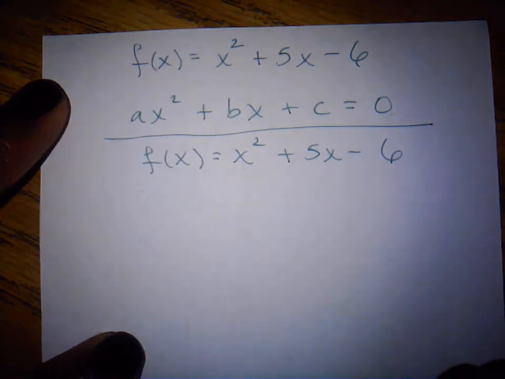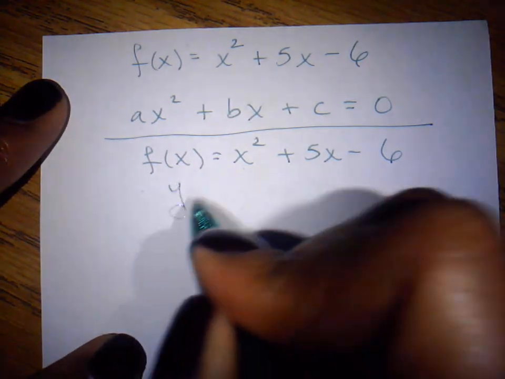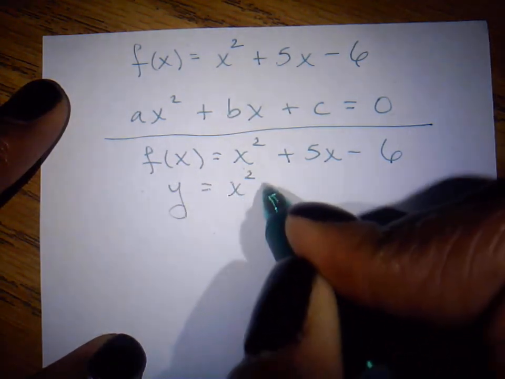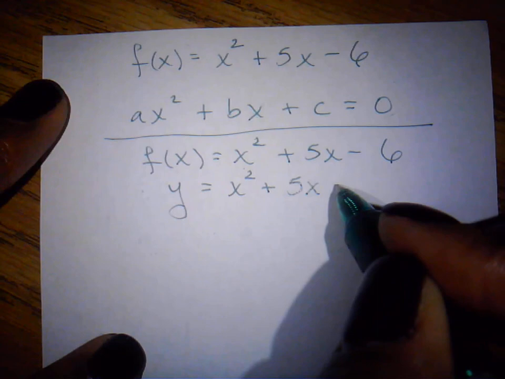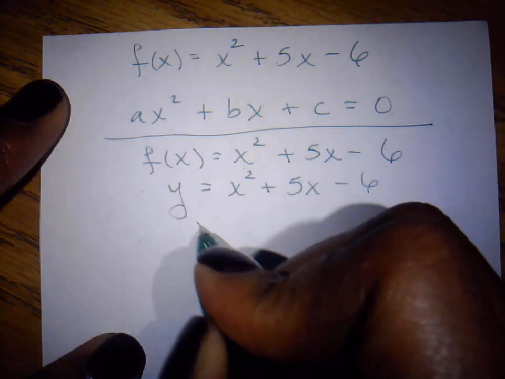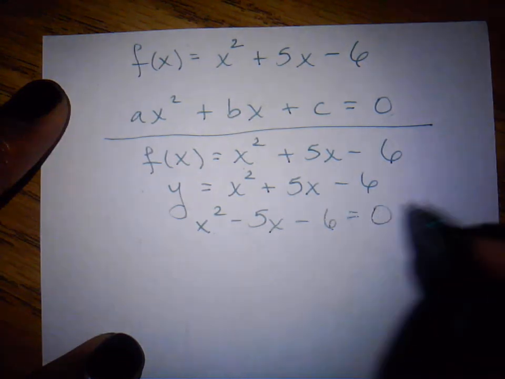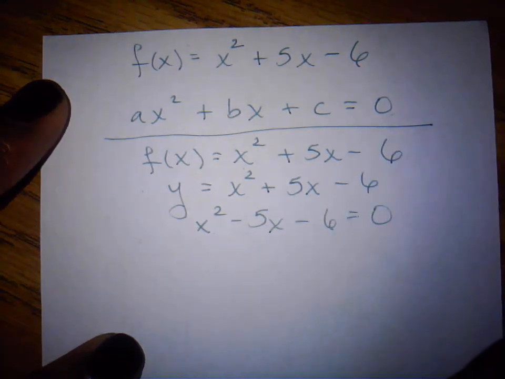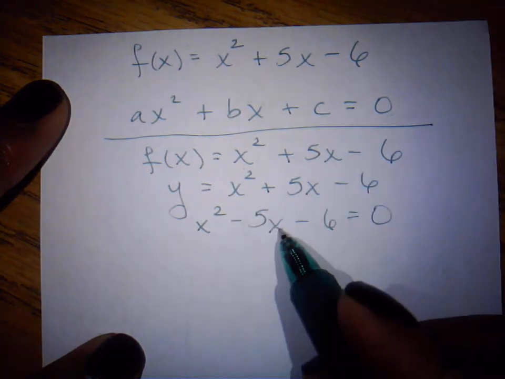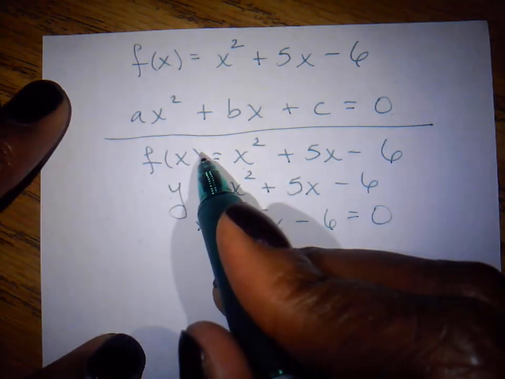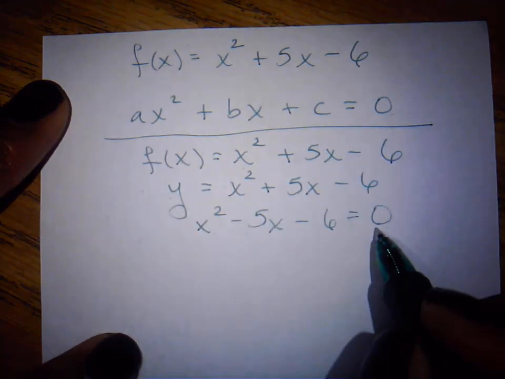All right? You may also see y equals x squared plus 5x minus 6, or you may see x squared minus 5x minus 6 equals 0. They're all saying the same thing, okay? What is the value of x when y, or the function evaluated at x, equals 0?